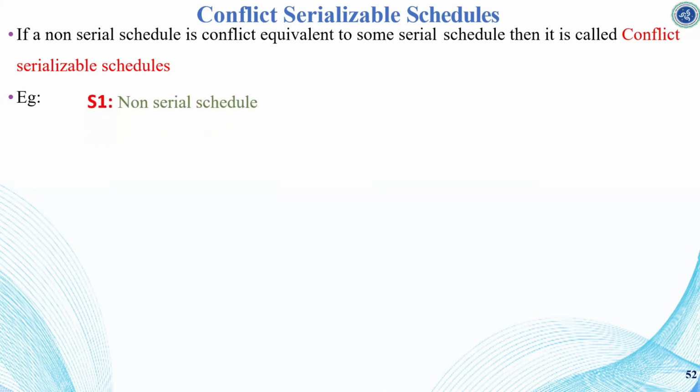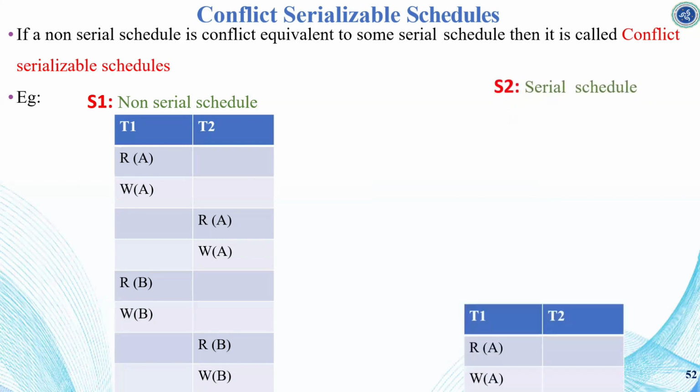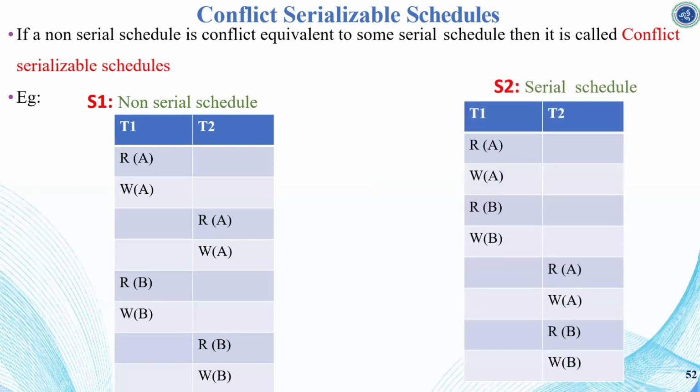So here, this is a non-serial schedule. S1 is a non-serial schedule. Non-serial means the operations of transactions T1 and T2 are interleaved. And what is a serial schedule? Here you are given a serial schedule, S2, where T1 is completely finished and only then T2 runs. So after completing all the operations in T1, T2 will start.